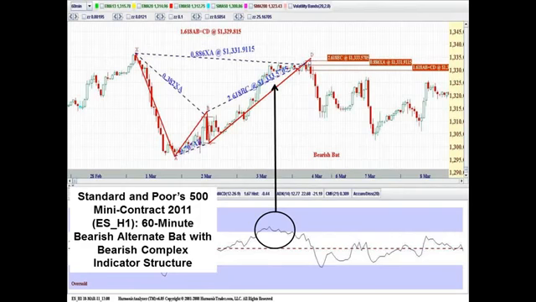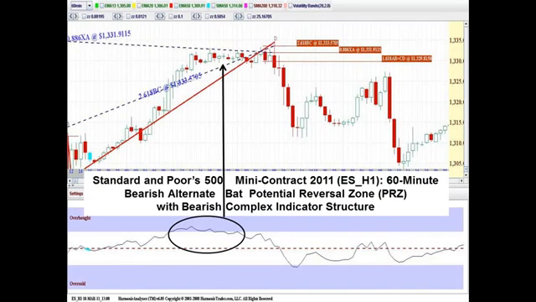Looking at this chart of the Standard & Poor's 500 mini contract, 2011 from March, on a 60-minute basis, we see a bearish alternate bat structure with a bearish complex indicator structure. Looking at the price action in the potential reversal zone, again, it's important to note how the price action required quite a bit of time. The relative strength reading, that is, that M-type formation, required several price bars before it actually rolled out of the entire overbought extreme area. The key here, though, is to wait for the pattern completion point.